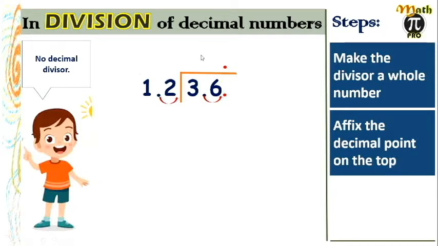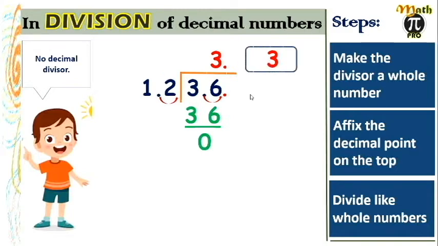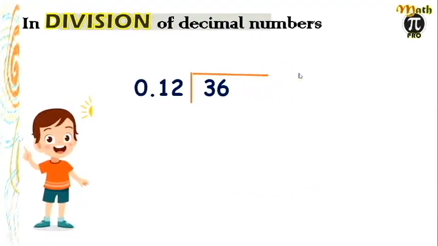Then finally, since the divisor is already a whole number, we can now divide like whole numbers. So we have now 36 divided by 12 is 3. 3 times 12 is 36. And when we subtract, it's already 0. Since the decimal point is on the right of the 3, we can just simply write our answer as a whole number 3, because it's understood that the decimal digit is 0. Let's have another example.